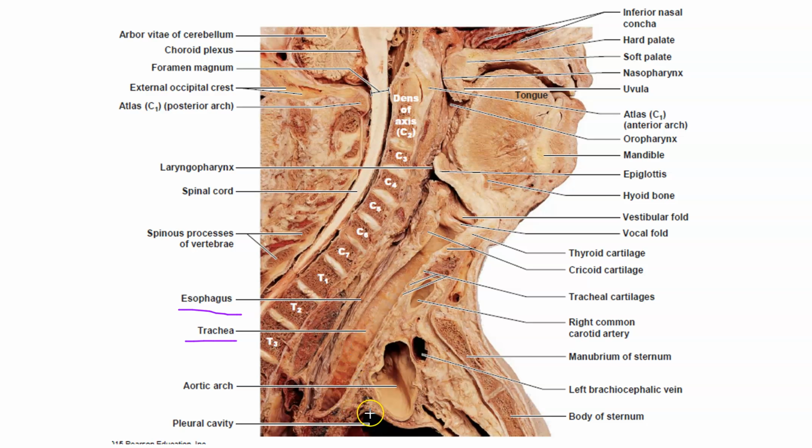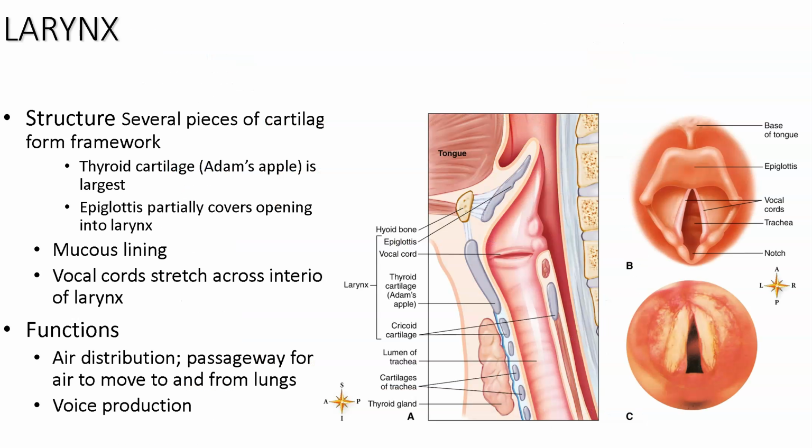Pleural cavity houses the lungs, aortic arch, which is the aorta. So the larynx, the next stop is the larynx. And a larynx is a structure, it's a piece of cartilage forming a network. So it's basically the thyroid cartilage, the Adam's apple, and the epiglottis partially covers it. That epiglottis is crazy important to prevent us from choking, which is, of course, what we want. So air distribution and voice production: this is what the larynx does.